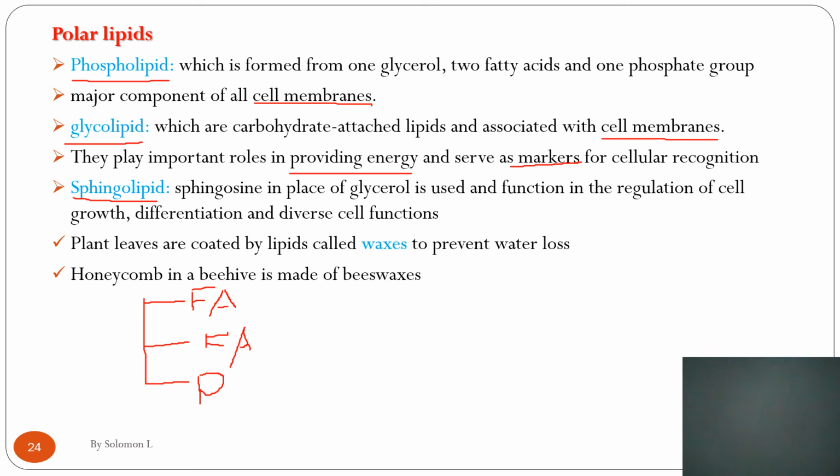The other lipid or polar lipid type is sphingolipid. This sphingolipid is a lipid type which is formed between fatty acids and sphingosine. Instead of glycerol, sphingosine is attached with different fatty acids. The other lipid type is wax. Wax is found especially on the leaves of plants, especially in desert areas. Plant leaves are covered with this wax, which helps them to prevent water loss. Even honeycombs in a hive are made up of beeswax. All these are types of polar lipids.